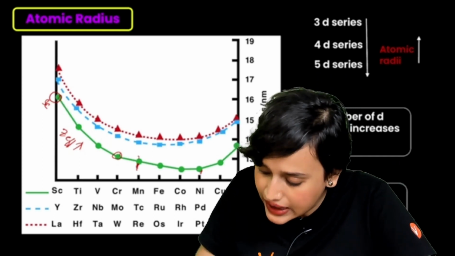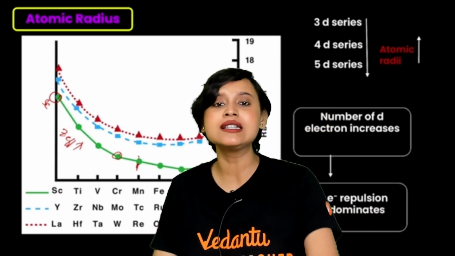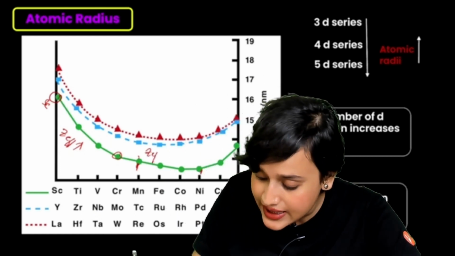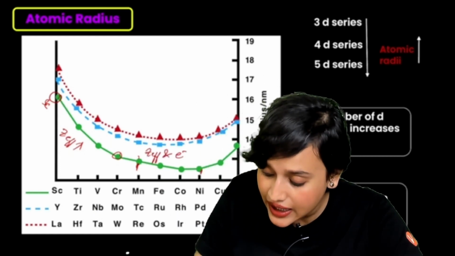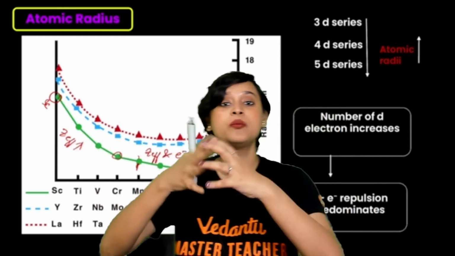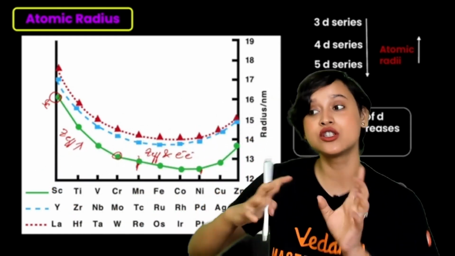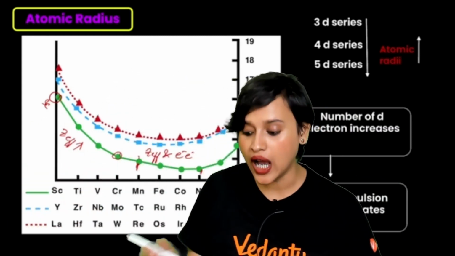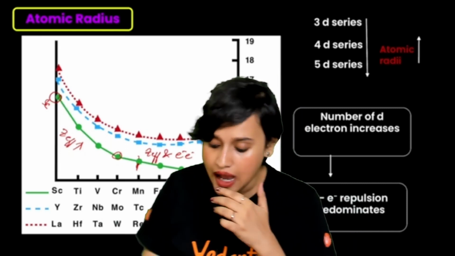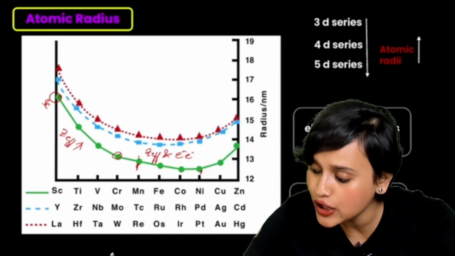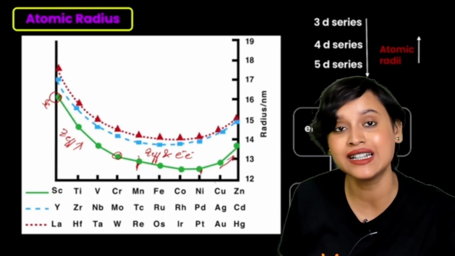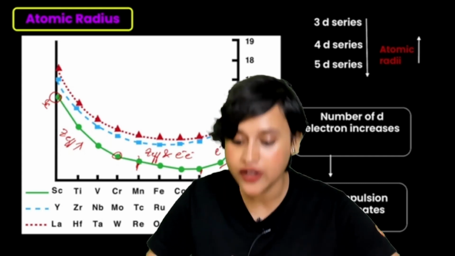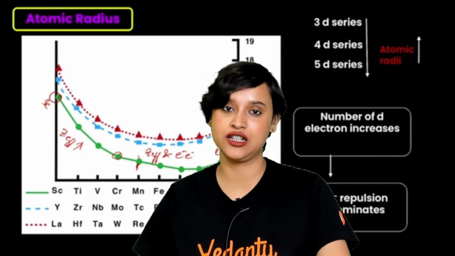From manganese to nickel, you will see that the size is nearly constant. Why? This time the Z effective and the electron repulsion are compensating each other. They are almost equal. Z effective wants to reduce the size, whereas electron repulsion wants to increase the size, which is why they almost remain constant. Now when you go from copper to zinc, do you see that there is an increase? Why? This time the electron repulsion has increased, my dear students.